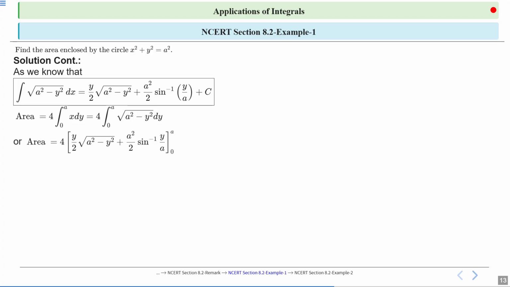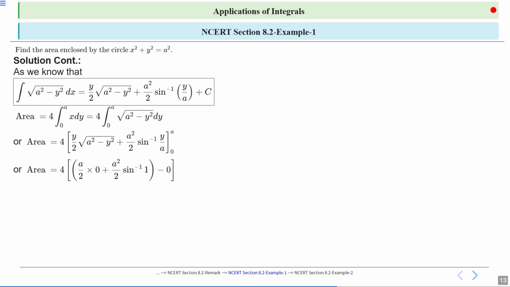So the area becomes, by using our formula, 4 into [y/2 √(a² − y²) + a²/2 sin⁻¹(y/a)]. The lower limit is 0, the upper limit is a. So just apply the second fundamental theorem of integral calculus. First, in place of y, just put a.